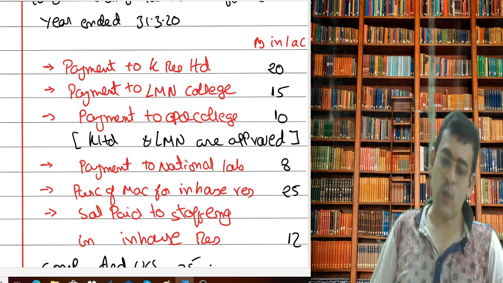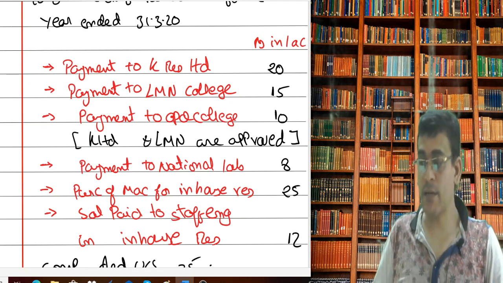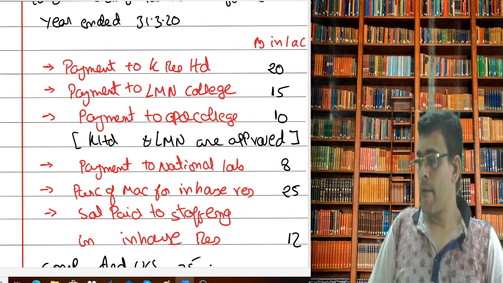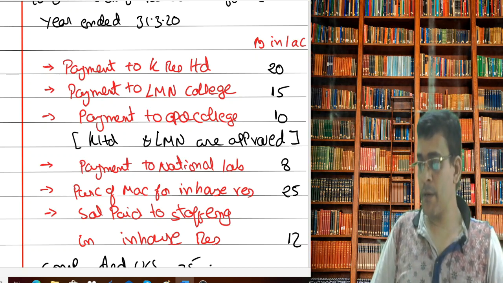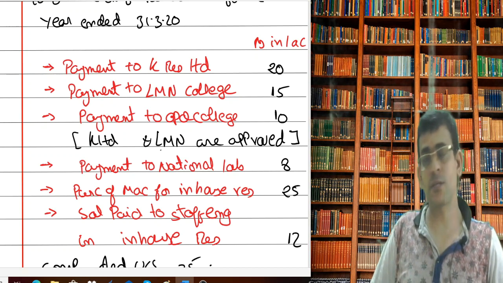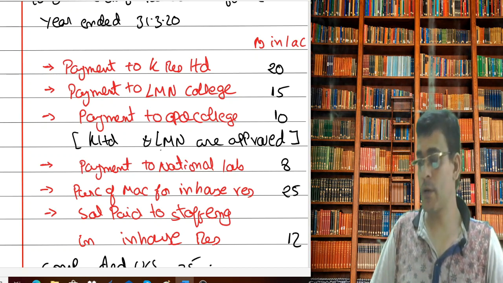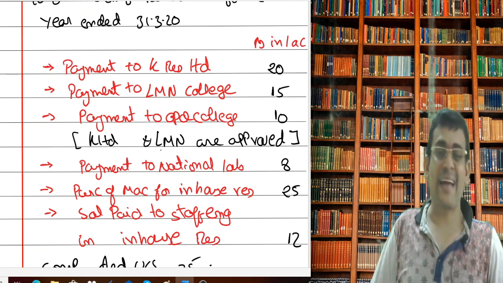35 subsection 1 clause 2. Under 35 subsection 1 clause 2, 15 lakhs into 1.5 is allowed as reduction. Then payment made to OPQ college, 10 lakhs. It is mentioned that LMN is approved. That means OPQ is not approved. So as it is not approved, I cannot take 1.5.